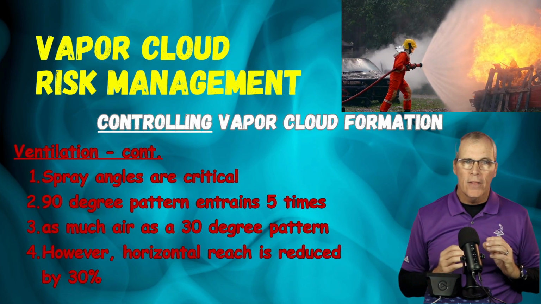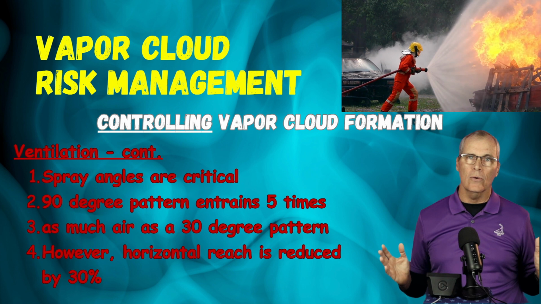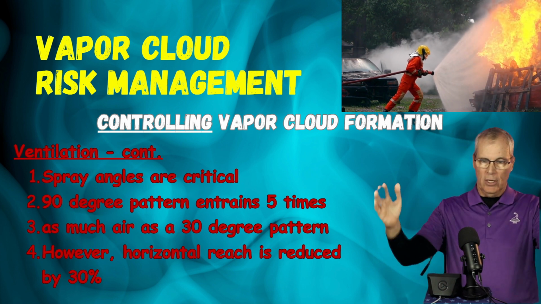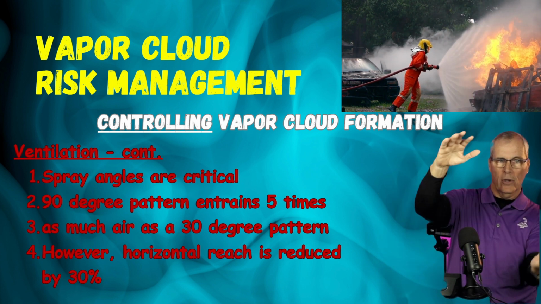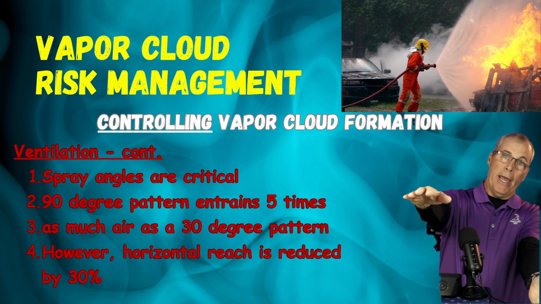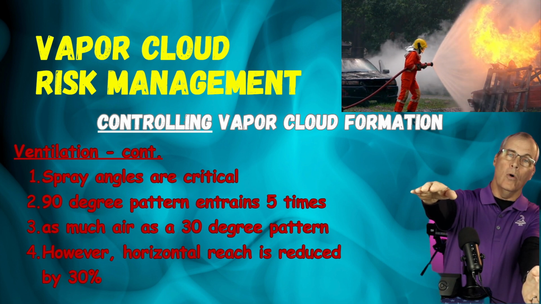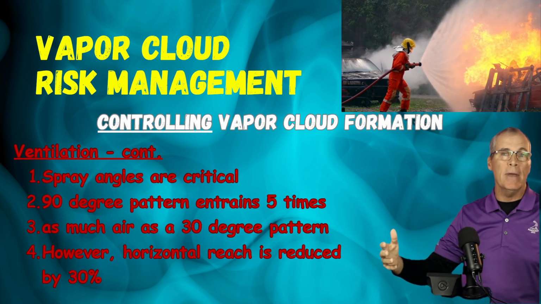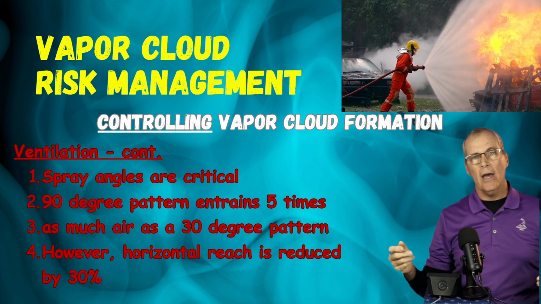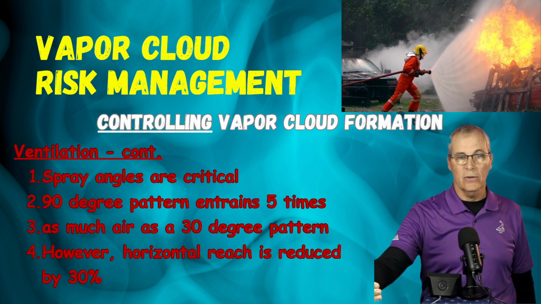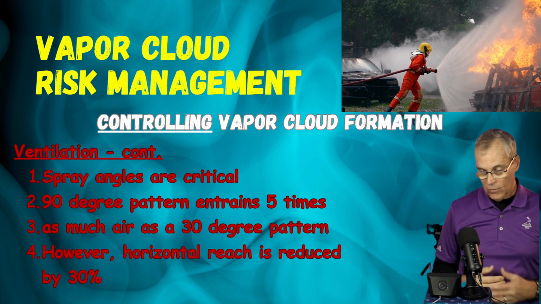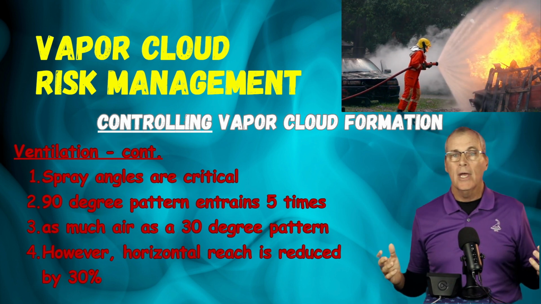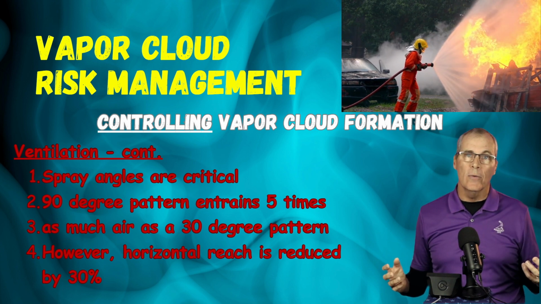Next, the spray angles are critical. Like I mentioned, if you have a 30-degree cone, you're going to move a certain amount of air and you're going to get that reach that you want. But if you open it up to 90 degrees, you're going to get 5 times the amount of air. Great, but you have to be 30% closer. When you're talking about moving a vapor cloud, you want to be as far away from it as possible.